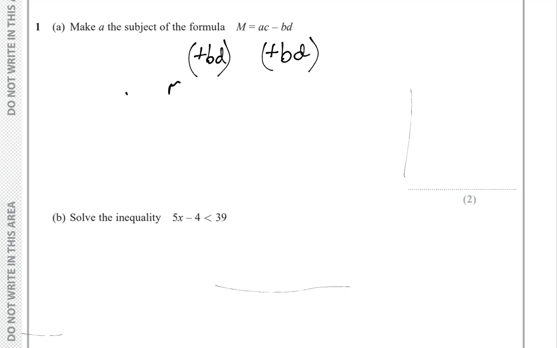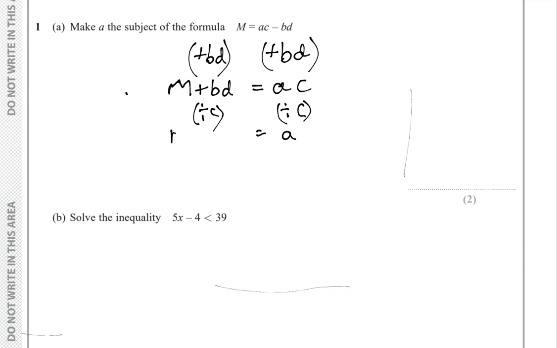So we get M plus BD on this side equals AC minus BD plus BD, so that's just AC. Now we're going to try and get A on its own. It is A times C, so we're going to have to divide by C. Divide both sides by C. So this side, A times C then divided by C just leaves us with A.